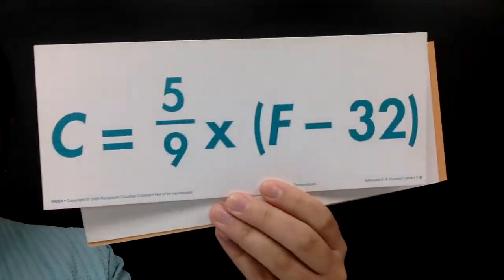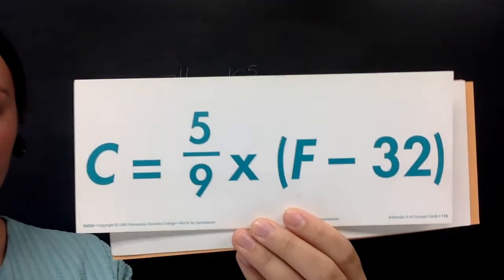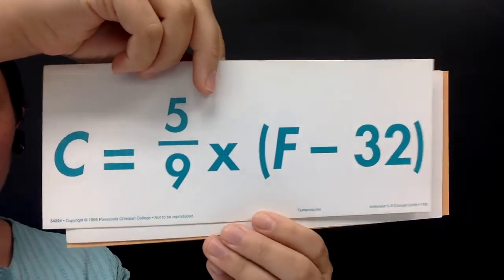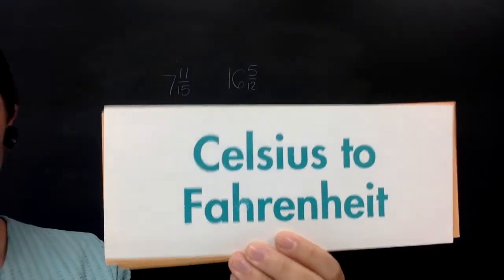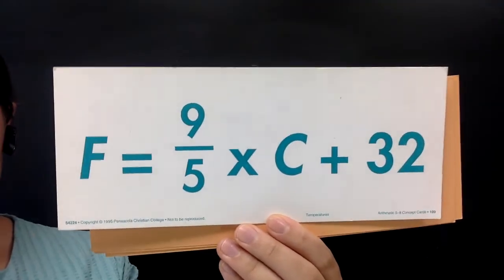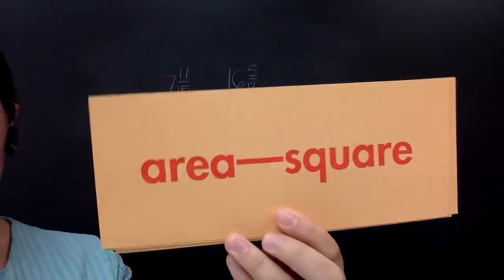What is the formula for converting from Fahrenheit to Celsius? C equals 5 over 9 times, in parentheses, F minus 32. Now Celsius to Fahrenheit. F equals 9 over 5 times C plus 32.